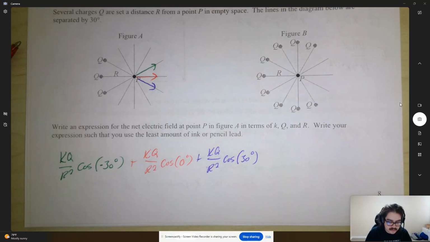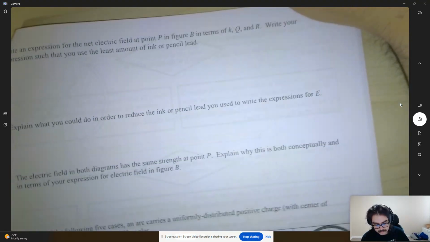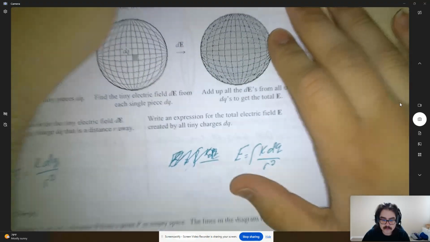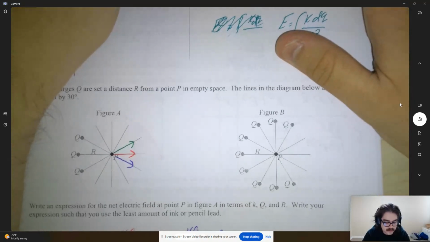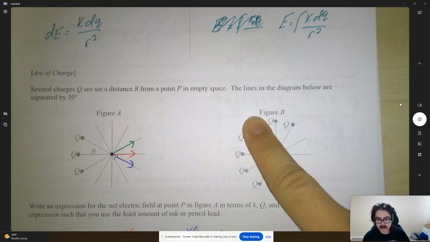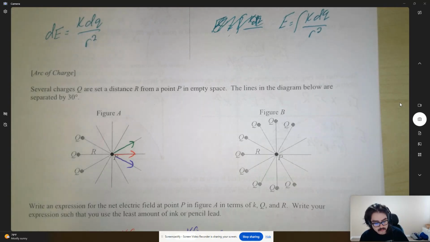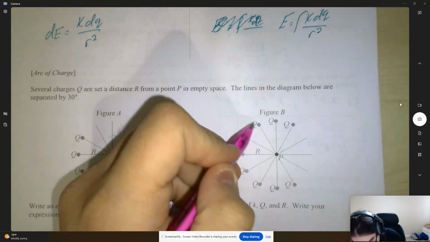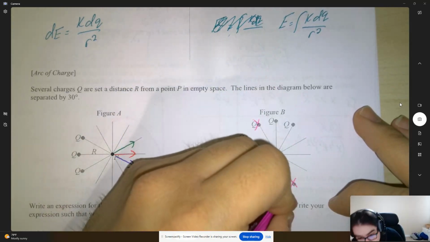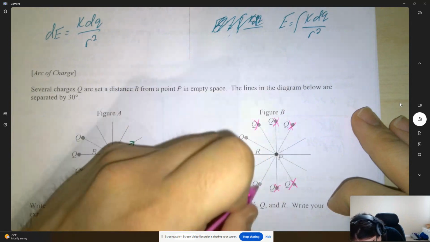But we can make it look a little bit nicer. Let me do figure B real quick. What you should notice is that the charges that are opposite each other are going to end up canceling each other out. So this charge cancels out with this one, so boom, they both erase each other. This one cancels out with this one. This one cancels out with this one.